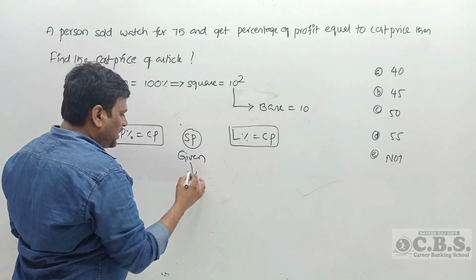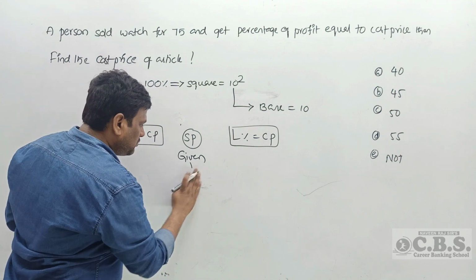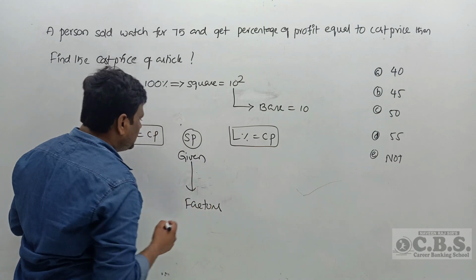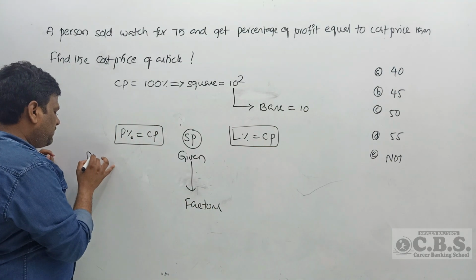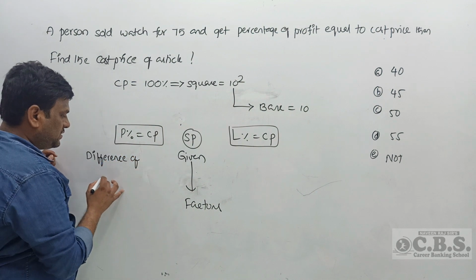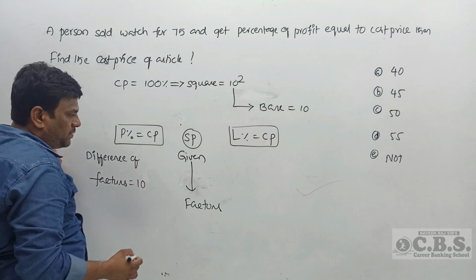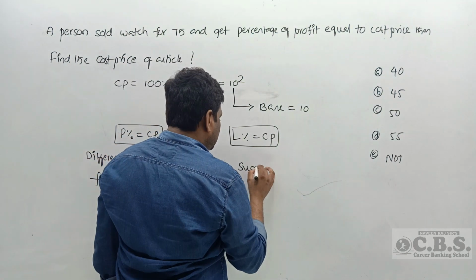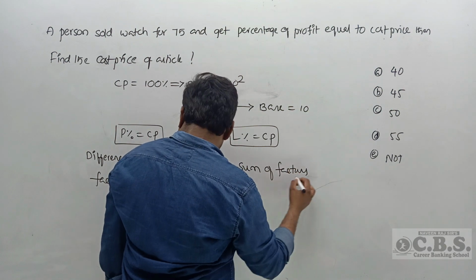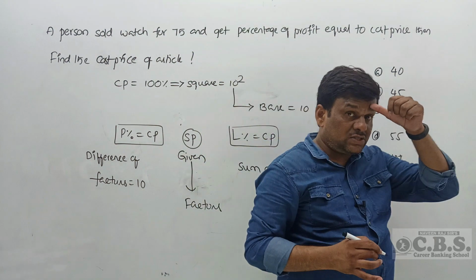Okay, so do factors. Which factors do you consider? Here the concept is the difference of factors is equal to the base, which is how much? 10. Here the sum of factors is equal to 10. Okay, so this is the model we're going to cover in this session.